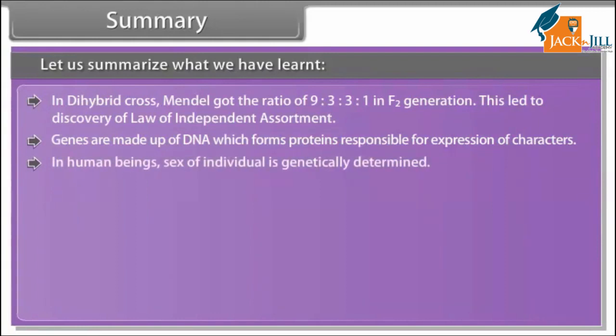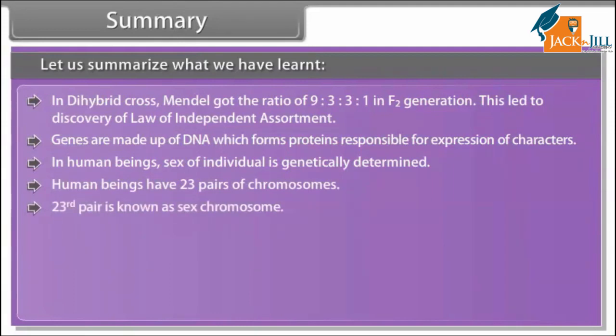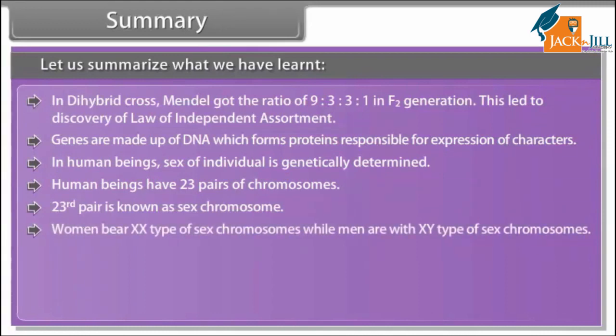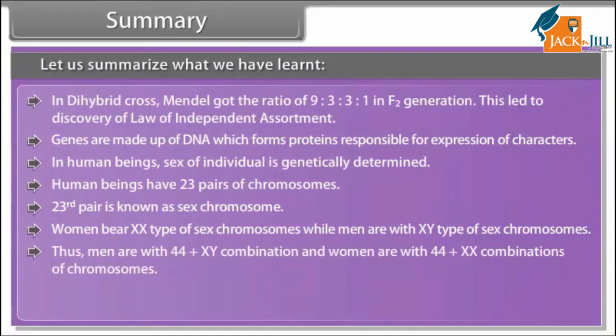In human beings, the sex of an individual is genetically determined. Human beings have 23 pairs of chromosomes. The 23rd pair is known as the sex chromosome. Women bear XX type of sex chromosomes, while men have XY type of sex chromosomes. Thus, men have a 44 plus XY combination and women have a 44 plus XX combination of chromosomes.